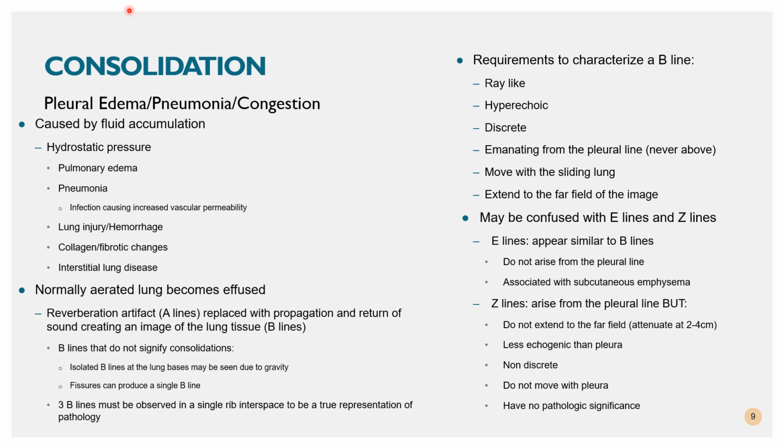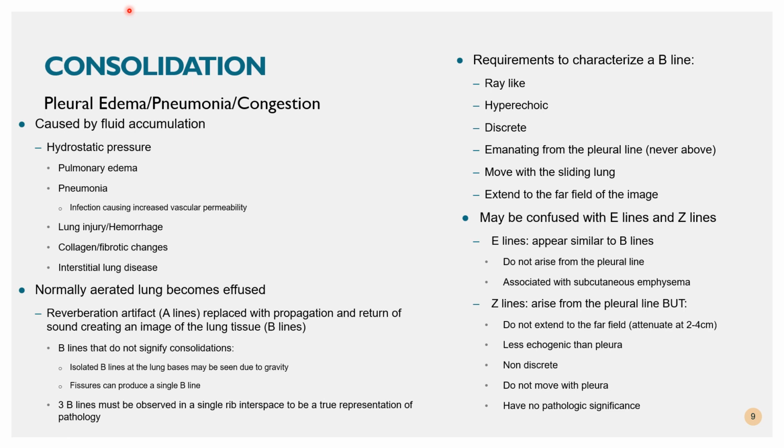When we see that, we will see a loss of our reverberation artifacts, and we'll see it being replaced by those B lines. And again, that's just standard sonographic principles: if there's air, we're going to get artifact. If there is tissue that sound is propagating through, we're going to get transmission and return of echoes. So we're replacing that artifact with an image of the lung, which would indicate there's an abnormality.